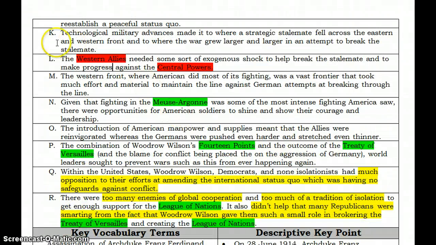I want to add something. I didn't highlight this before, but this is one of the important takeaways about the Treaty of Versailles. The blame for conflict was being placed on the aggression of Germany. So Germany winds up taking most of the blame for the war, and that's really important. That is going to be one of the main causes, right? Because Germany, when it takes blame, has to take economic blame.